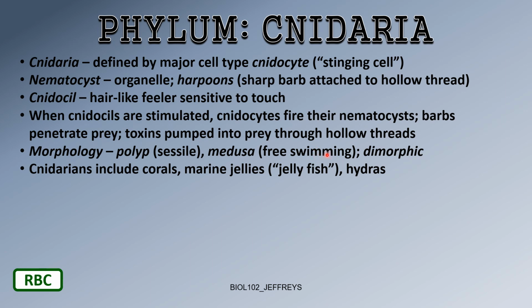Interesting. So we call this process or this program dimorphic, right? Two forms: a sessile form, the polyp, and a free swimming form, the medusa. Now, cnidarians include corals, like the Great Barrier Reef, and marine jellies. Lay people call them jellyfish, but they're sea jellies or marine jellies. They're not fish, so this is really a misnomer.